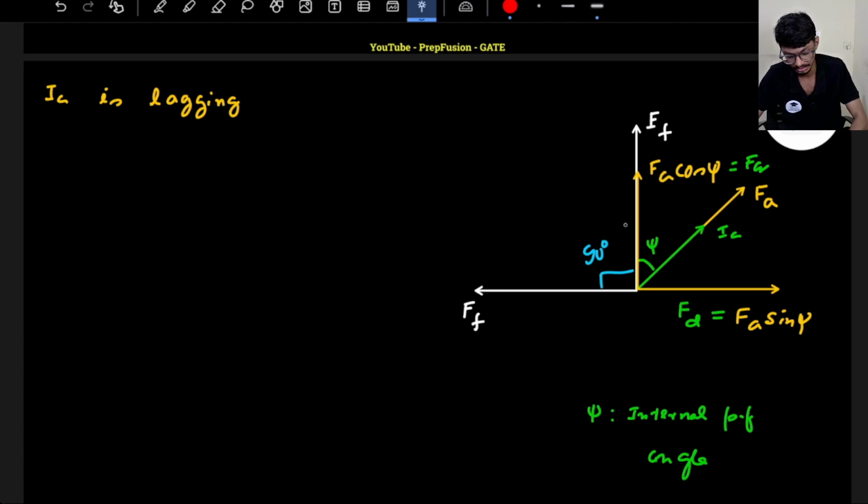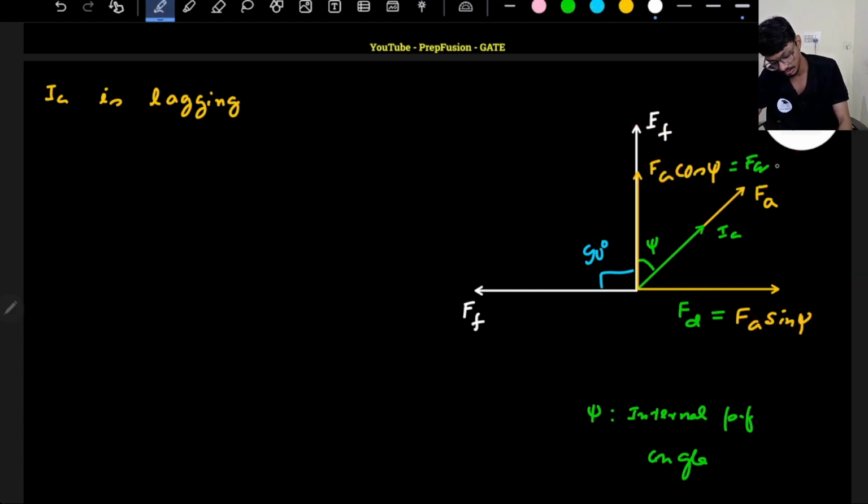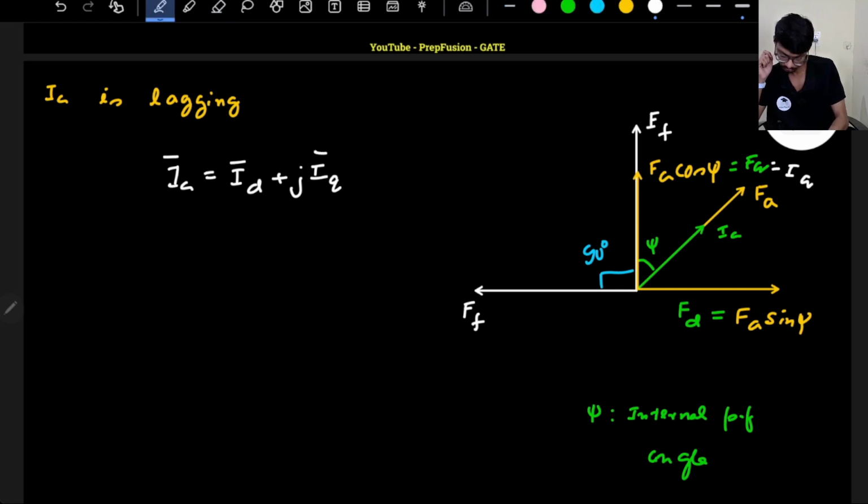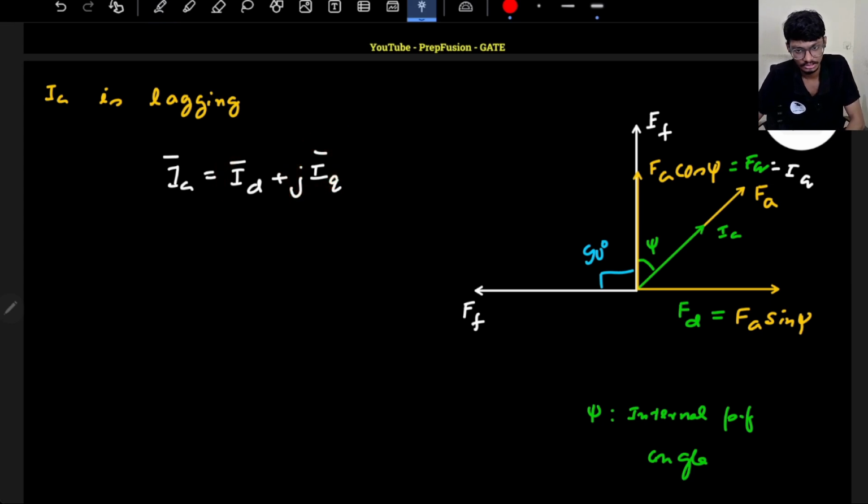Because these MMFs will have two different components of current. This one corresponds to a quadrature current, known as Iq. So your armature current will be a vector sum of two kinds of current: Id plus j Iq. So, direct axis current and the quadrature axis current.